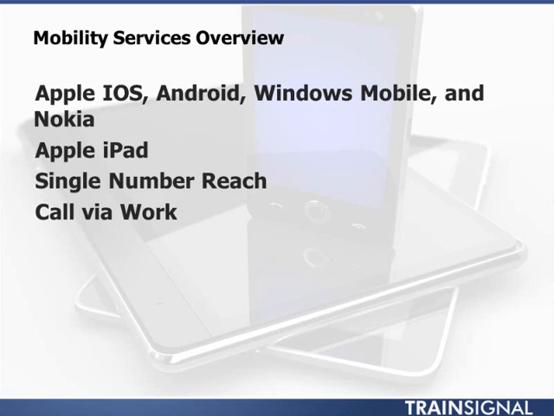To use the call via work feature, a user can either dial directly from the mobile phone, or they can use the dial-out conferencing. If you use the dial-out conferencing, the mobility service makes the call on behalf of the user. So the server initiates the call and then calls the user back to complete the call.